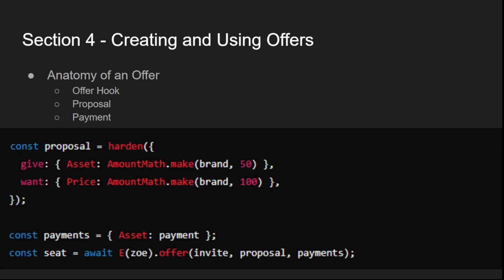The offer hook is a callback function that processes the offer. A proposal specifies what the user wants to give and receive in the offer. And payments are the actual assets being offered.